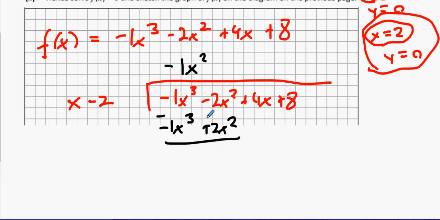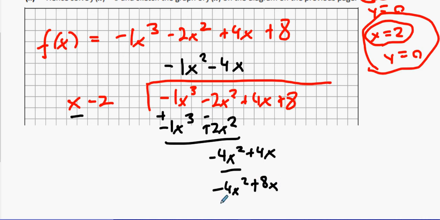minus, and minus of minus, so that'll be minus 4x squared, and then we have plus 4x. We divide it again, minus 4x squared by x, and we get minus 4x. Multiplied out again, we get minus 4x squared plus 8x. Now take them and change the signs, and now we get minus 4x plus 8.